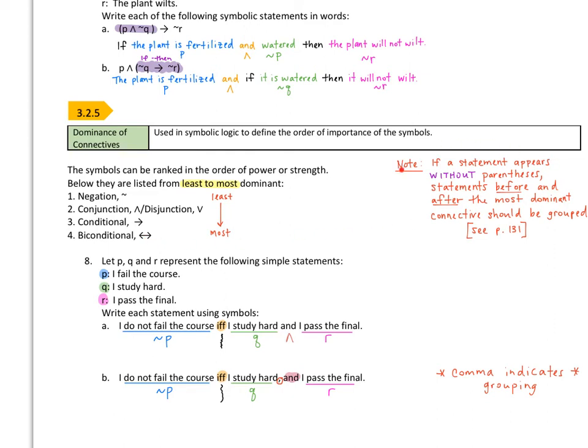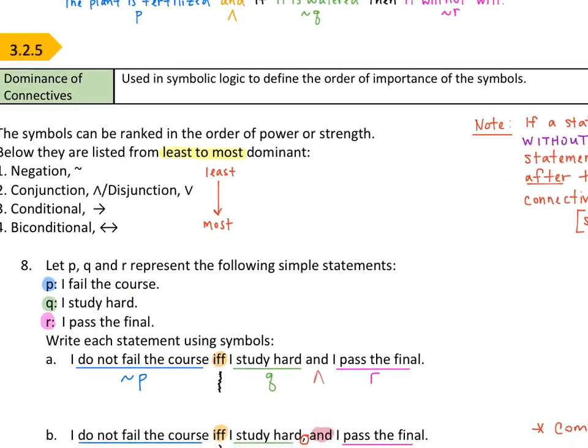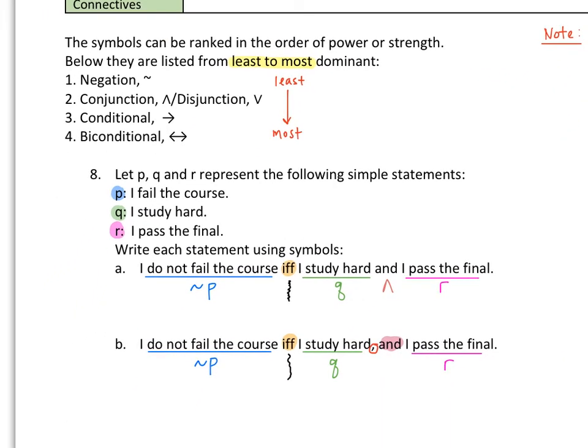Okay? So one thing I want you to note is if a statement appears without parentheses, statements before and after the most dominant connective should be grouped together. Okay? So let's see how this works here. So if we take a look at our last example 8, here are our simple statements. I fail the course, I study hard, I pass the final. All right, so we want to write each statement using symbols.